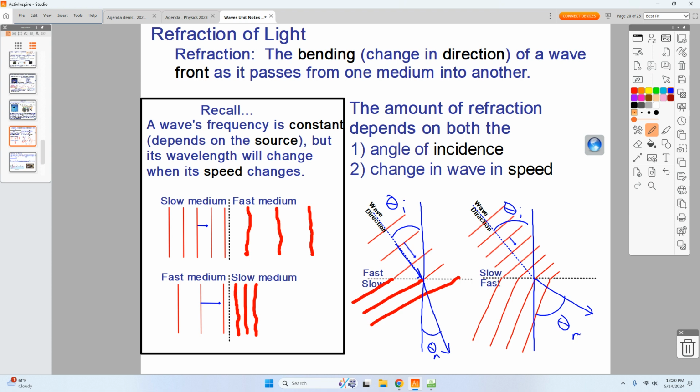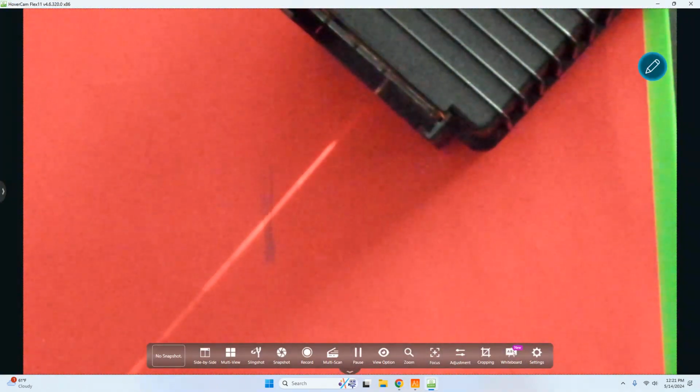Now again, I want to demonstrate that. I want to show you what that will look like using this light box again. I'm going to put a single slit through this so you can see this work a little bit better. Okay, so you should be able to see that beam of light traveling across that surface.